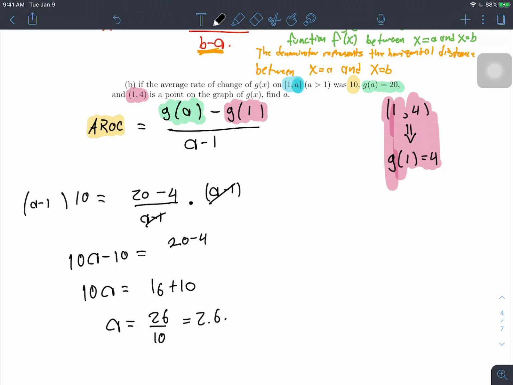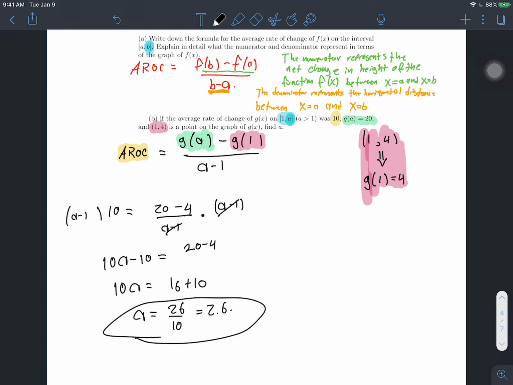Okay, let me just check my work here and make sure I did that right. Got multiply by a minus 1, we cancel. This becomes a 16 on this side. On the left-hand side, we get 10a minus 10. Add 10 over. Divide everything by 10. Yep. Feel confident that this is the right answer.